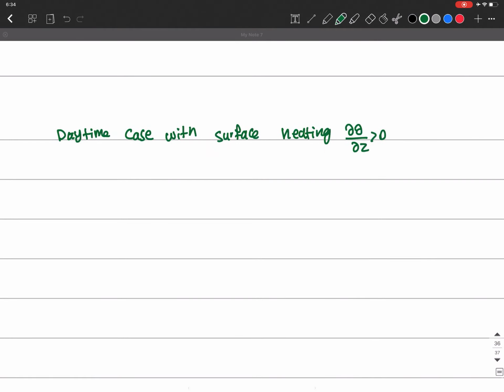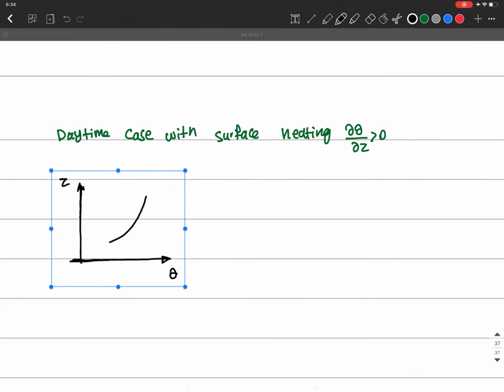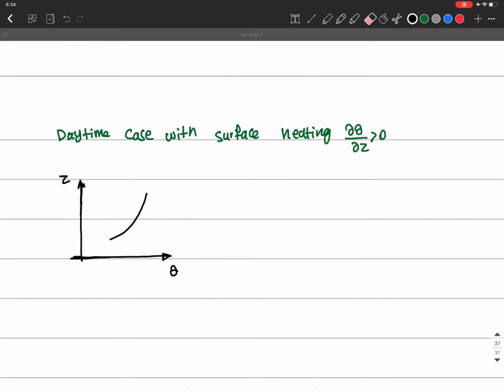But here we have surface heating. So let's look at these cases now. So when we have surface heating, the surface especially during daytime, because the sun shines over the surface and hits the surface, the temperature near the surface is higher than the temperature farther aloft.